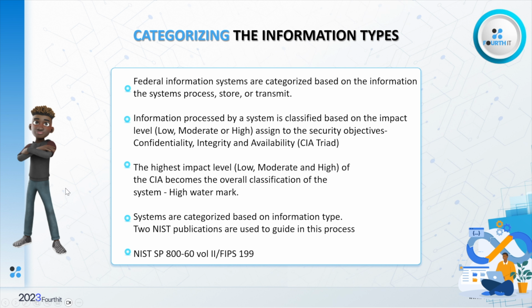Now, the systems are also categorized on information type. And so we are going to go into the next, 800-60 revision 2 and the FIPS 199, and we are going to see how we do our categorization.